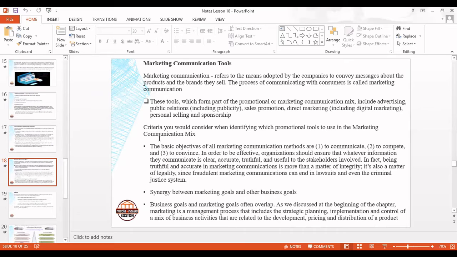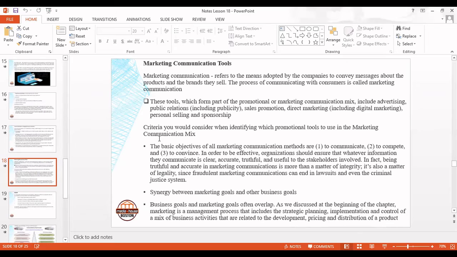Basically, as we try to communicate, to compete, and to convince within a company, and as we use our different marketing communication tools such as advertising and PR, we need to make sure that the message we create in advertising is truthful, accurate, and clear. The same thing applies to public relations, to sales promotion, and to direct marketing.